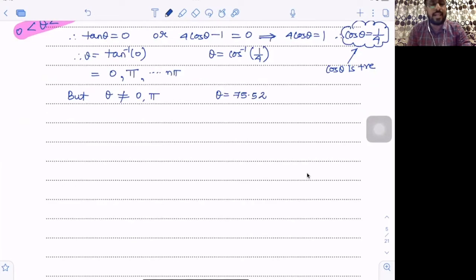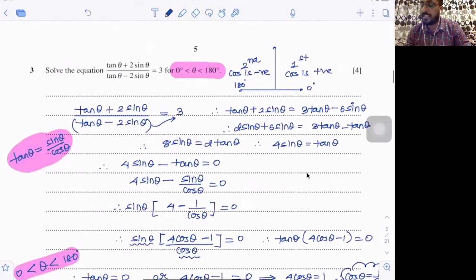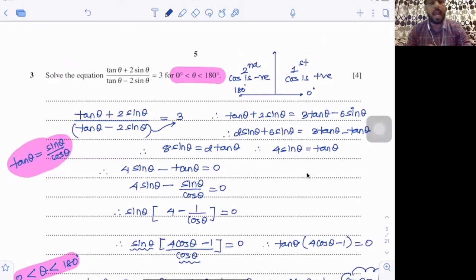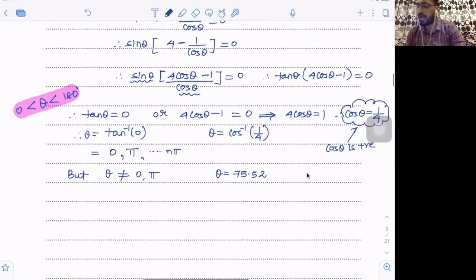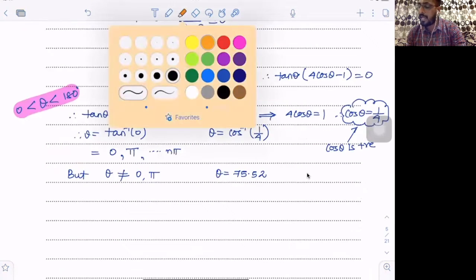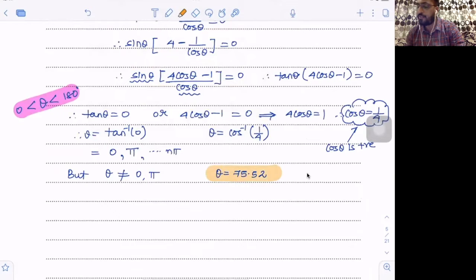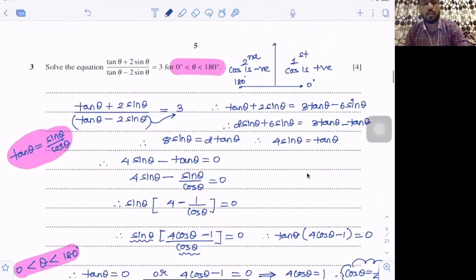So theta is going to be 75.52. Now, why did I get my answer in degrees? Because if you observe, the question says theta lies between 0 degree and 180 degree. So the theta itself is given in degrees. If it was given in radians, I would have used the radian mode of the calculator and got the value of theta in radians. Now, since the question demands the value of theta in degrees, I'm going to maintain my answer of theta as 75.52 degrees. You got that? So that's your question number 3, students, which has fetched you 4 marks.